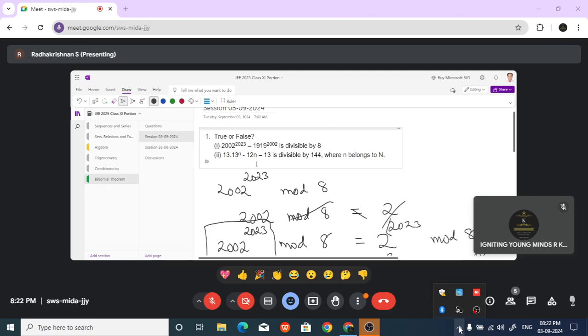Now this is the second problem. Let us take this one; it is a little more complicated. 13 into 13 to the power of n minus 12n minus 13. Whether it is divisible by 144. So that is the question. Use the same approach and see if you can solve this.